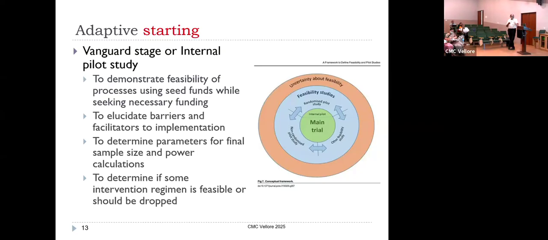And you may change a little bit about the sample size because you get some more information, but you're not changing the actual protocol of the interventions, how they're administered, et cetera, or who is eligible, who is not eligible. You're not changing any of those things. So that's one thing that people are doing sometimes now as starting.